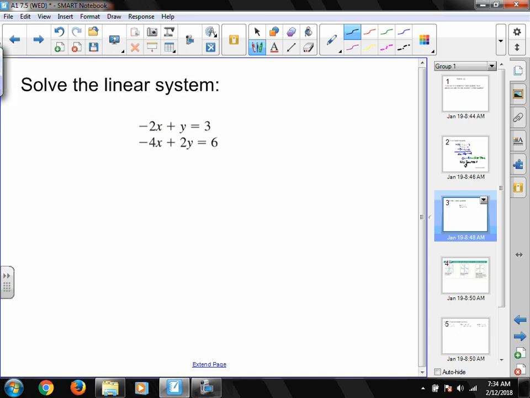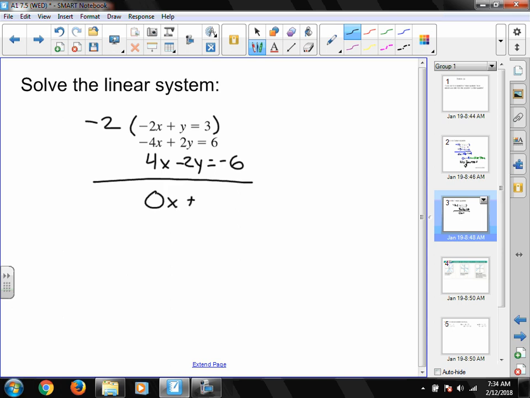Let's take a look at another example here. If we were to solve this linear system, again, -2x, -4x, that's a pretty easy one. If I multiply the top one by -2, I'll end up with a positive 4x, and I can run elimination there too. So I get 4x minus 2y equals -6. Add them up, I end up with 0x plus 0y is equal to 0.